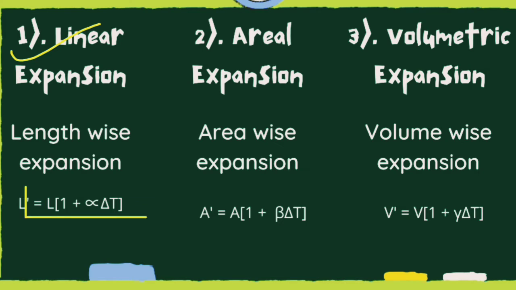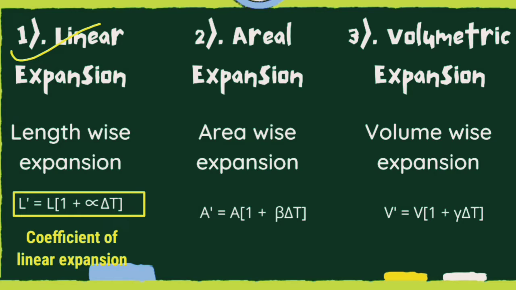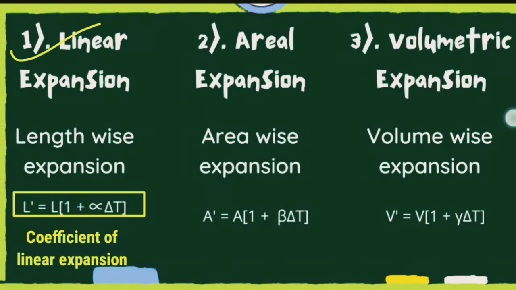Linear expansion is the lengthwise expansion of a body due to change in temperature. Its formula is L dash equals to L into 1 plus alpha delta T, where alpha is the coefficient of linear expansion. Delta L depends on temperature and original length.